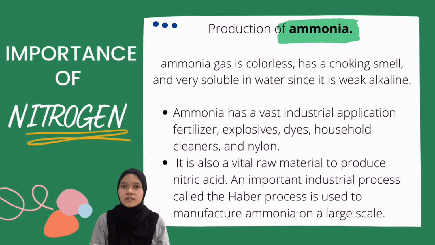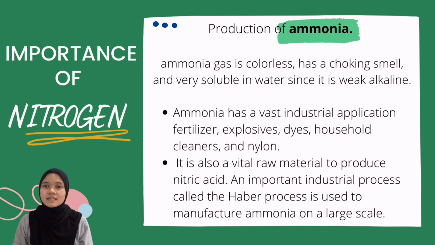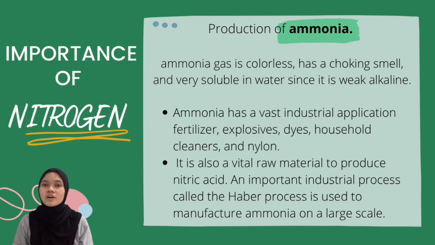The importance of nitrogen is that it is significant in the production of ammonia. Ammonia gas is colorless, has a choking smell, and is very soluble in water since it is a weak alkaline. Ammonia has vast industrial applications such as in fertilizers, explosives, dyes, household cleaners, and nylon. It is also a vital raw material to produce nitric acid. An important industrial process called the Haber process is used to manufacture ammonia on a large scale.